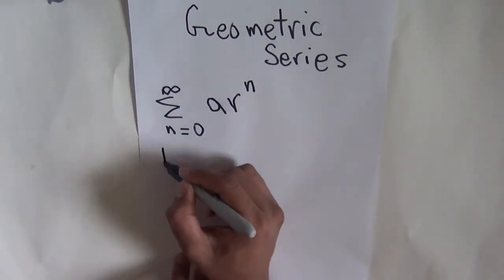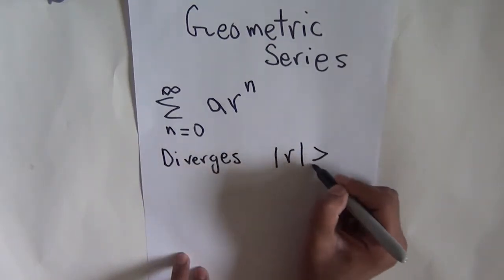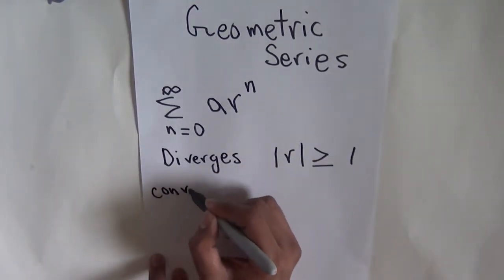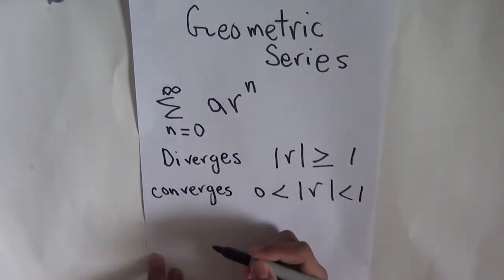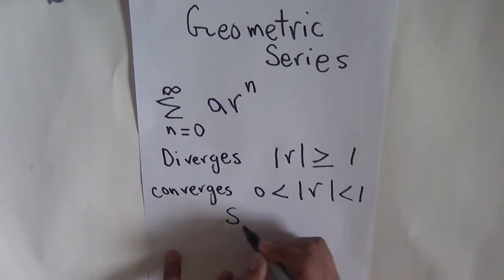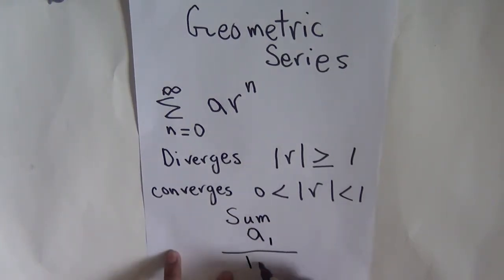The series would diverge if the absolute value of r is greater than or equal to 1. The series would converge on the other end if the absolute value of r is between 0 and 1. You can find the sum of this series by using this equation, a over 1 minus r.